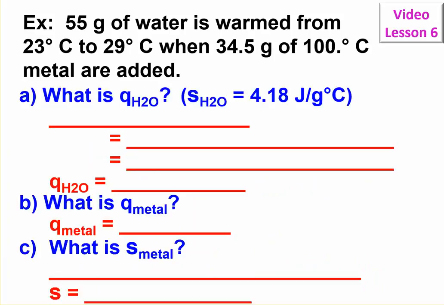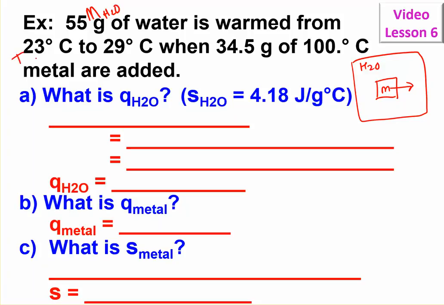Here's an example problem from lab. Again, this is where you have a metal that is in water. The metal is hot, so heat is going from the metal to the water. We'll know how much water we have. So this is the mass of the water, and the water's temperature is changing.